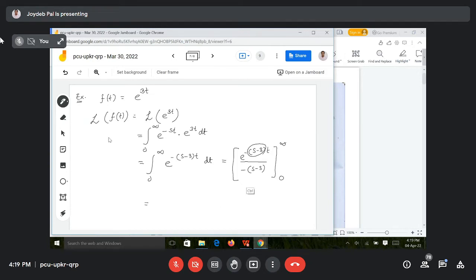Fine. If s is less than 3, then the power of e will become positive and it will not be 0. So it will be, if you put infinity, then 0, and minus of, if you put t equal to 0, then it is this. So it is 1 by s minus 3 whenever s is greater than 3.